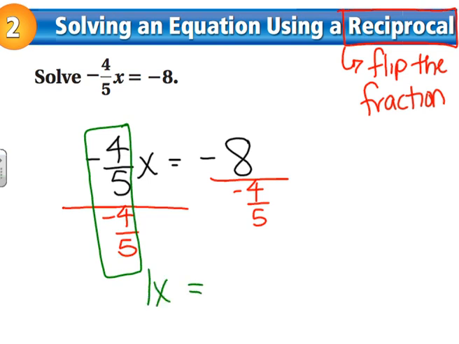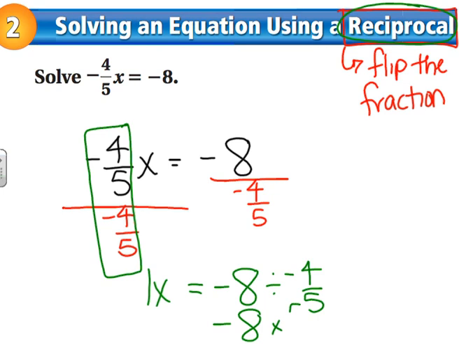Now on the other side, we need to do -8 divided by -4/5. We know that when we're dividing by a fraction, we need to rewrite that as a multiplication problem, and we're going to multiply by the reciprocal. So I'm going to rewrite this as -8 times -5/4. And then whatever I get for that part is the solution to the equation. Now, because we want to use the reciprocal, I'm going to go back to my starting equation and rewrite this another way.